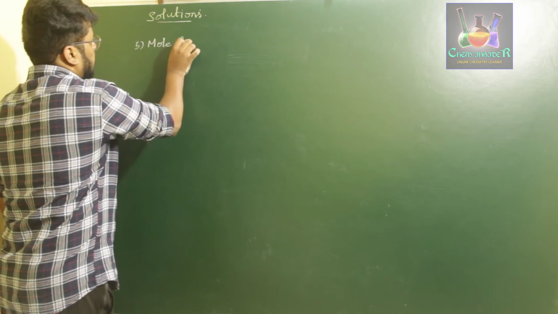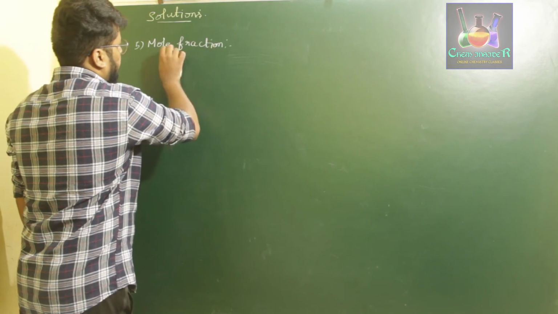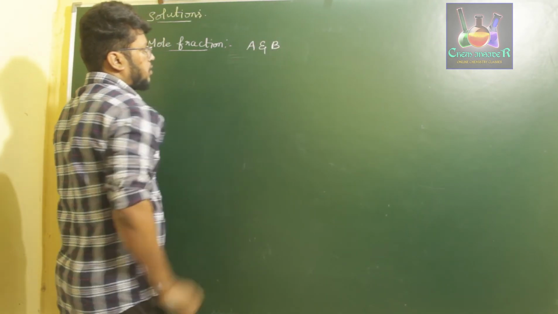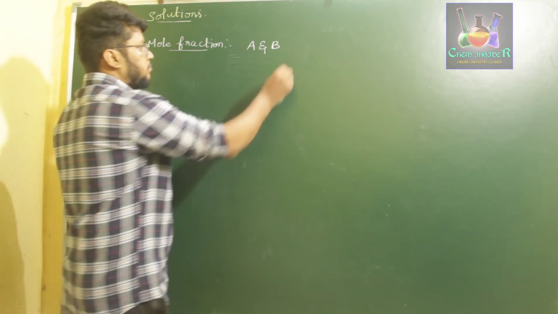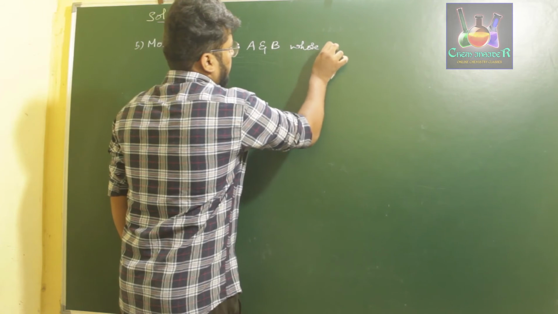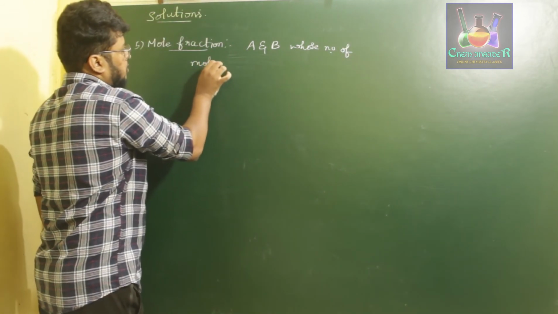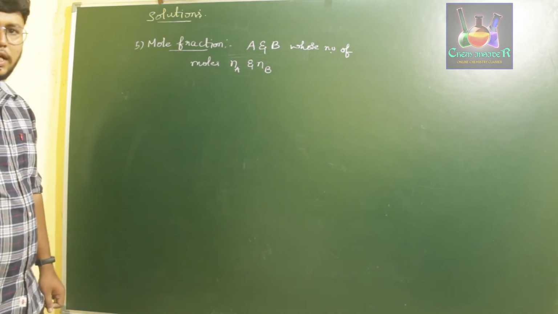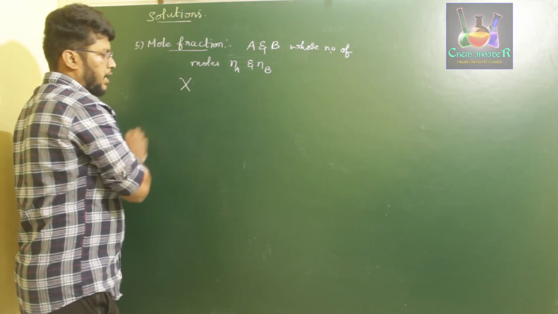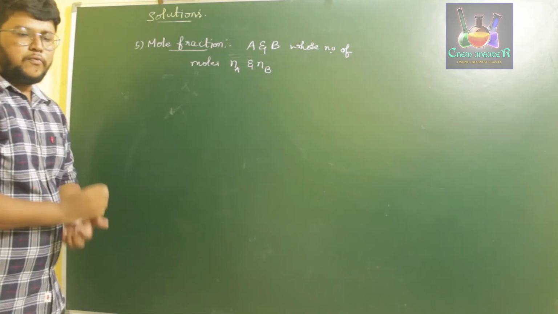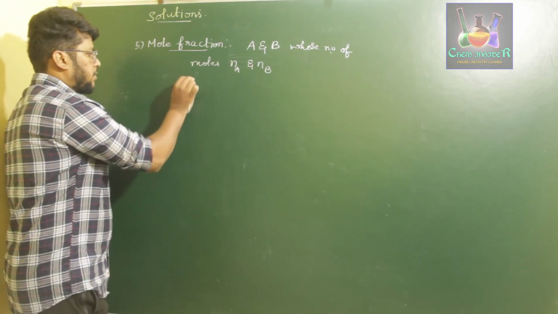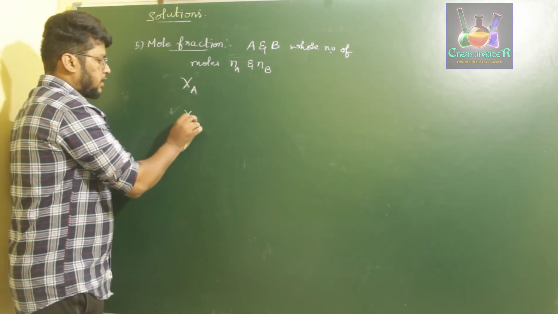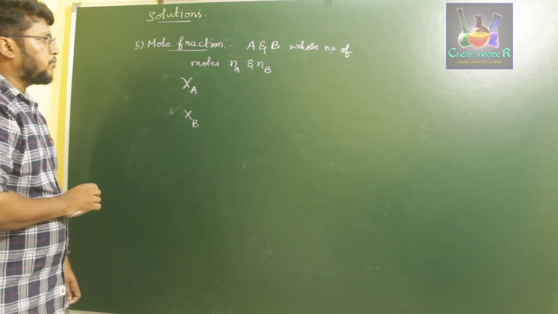So what is a mole fraction? If you consider a binary solution of component A and B whose number of moles used are Na and Nb, then mole fraction is denoted by the symbol X. If you have to find out the mole fraction of A, it is given by the denotation XA, where X is mole fraction and A is the component A. Next, the mole fraction of B is given as XB.